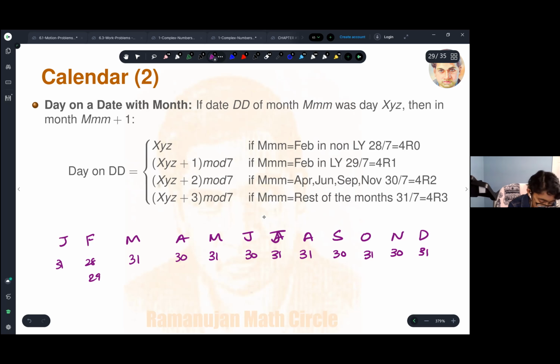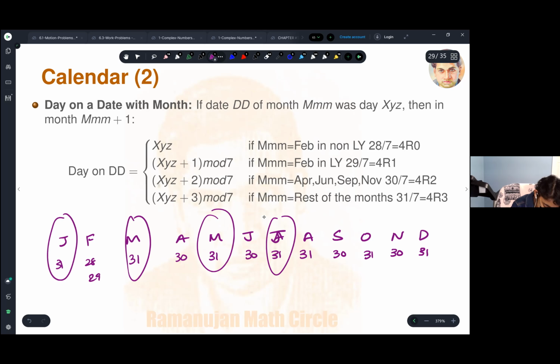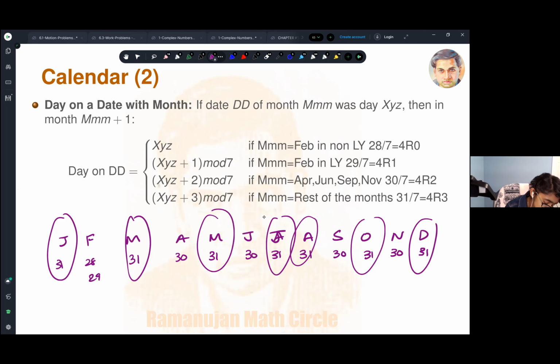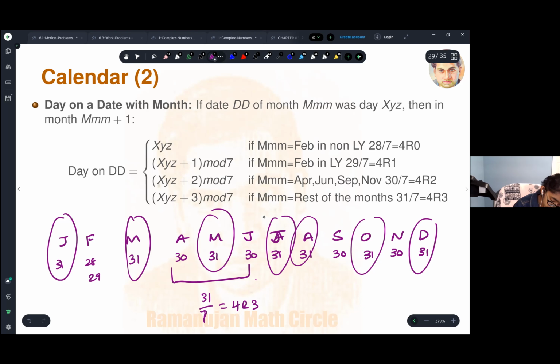Okay. So now these are the remainder 3 months, meaning that when you divide the number of days by 7, you have a remainder of 3. Obviously, because 31 divided by 7 is equal to 4, remainder 3. And then April, June, September, and November are all 30-day months. So that is equal to 4, remainder 2. So it shifts by 2. These months would shift by 3.